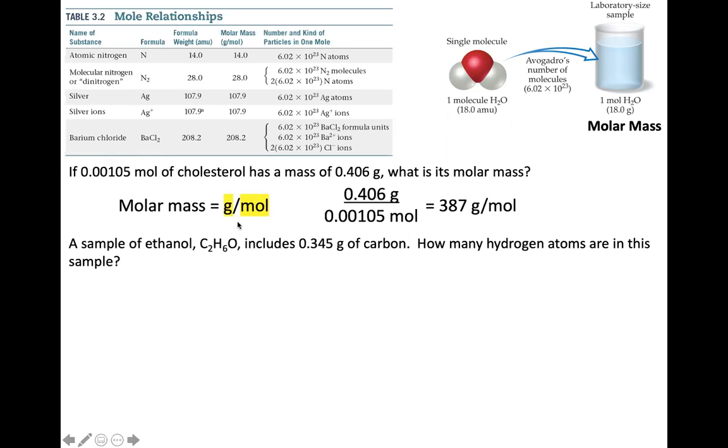I'm going to put this first question in the category of, okay, I've got 2 out of 3. 2 out of 3 meaning molar mass, grams, and moles. If you tell me grams and moles, I can get to molar mass. If you tell me molar mass and moles, I can get to grams. If you tell me molar mass and grams, I can get to moles. My point is, if you've got 2 out of 3, you can solve for the missing one.